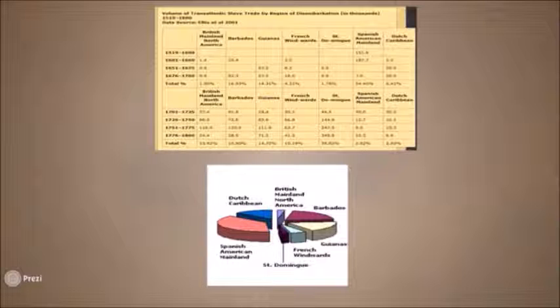Here again, a pie chart is provided to illustrate the amount of people. Spanish American mainland, Dutch Caribbean, Guianas, and Barbados depict the biggest pieces, not North America, since most of the time when people talk about slavery, they always refer to American slavery, which is in fact a lot smaller in numbers than Spanish slave trade.